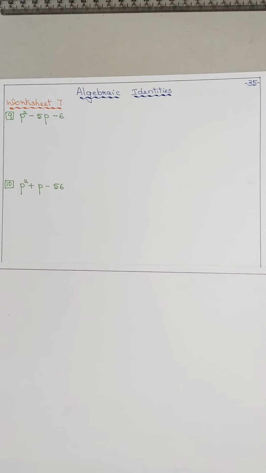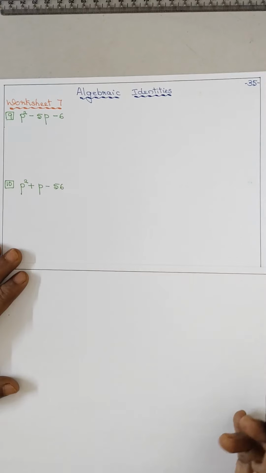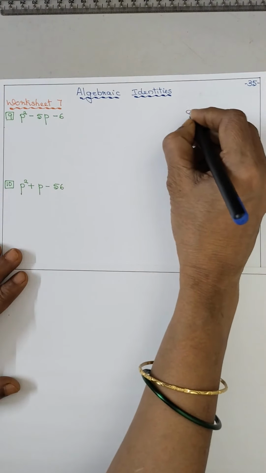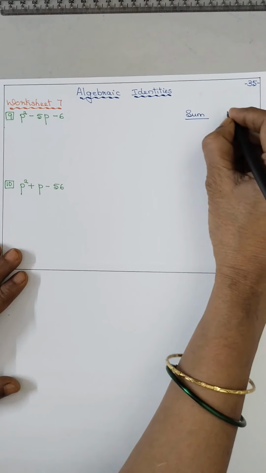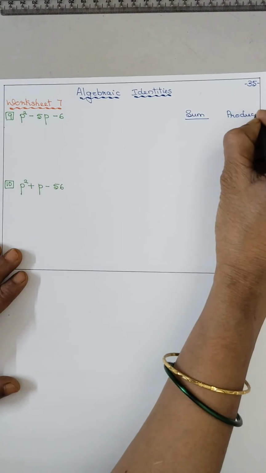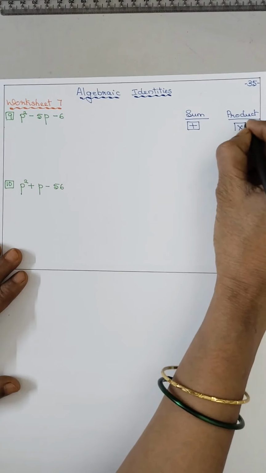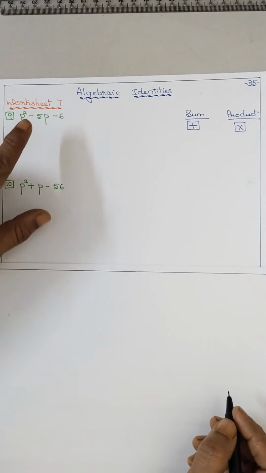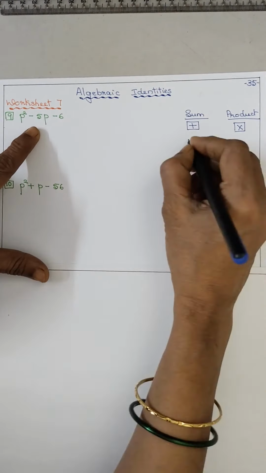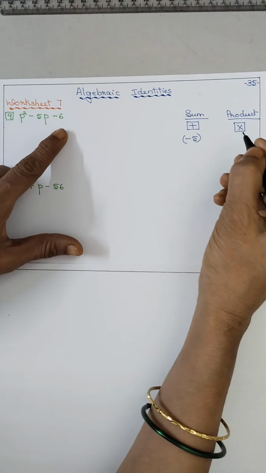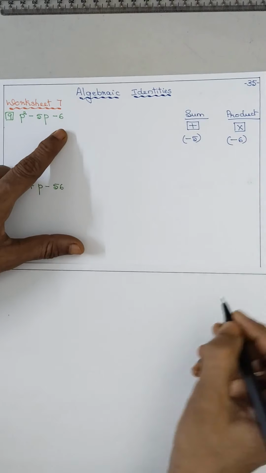We are discussing worksheet 7 of algebraic identities. That is the factorization by using the fifth identity, isn't it? So it is p squared minus 5p minus 6. Hope you remember, first we have to take the sum and the product. Sum, I'll be writing plus, and for product, the multiplication sign. Now the sum is minus 5 and the product is minus 6. With the sign you have to write.